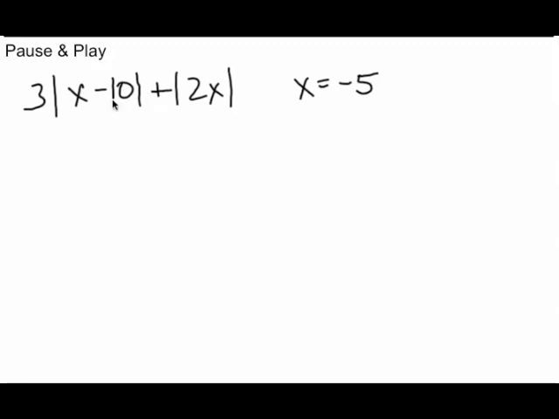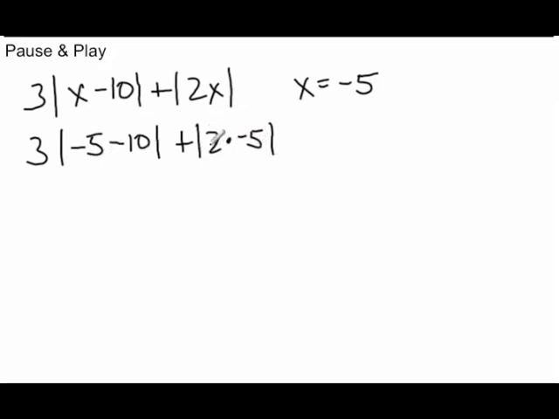All right, this time we're just going to evaluate this expression. 3 times the absolute value of x minus 10, plus absolute value of 2x, when x is equal to negative 5. So pause. All right, so first let's just go ahead and put our value of negative 5 in. So 3 times the absolute value of negative 5 minus 10, plus 2 times negative 5, absolute value.